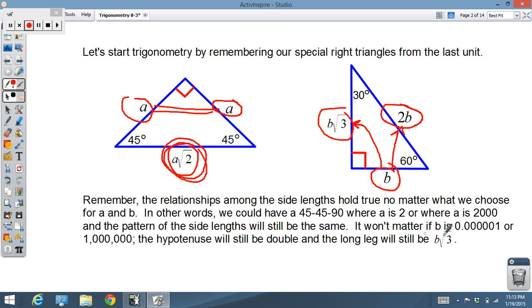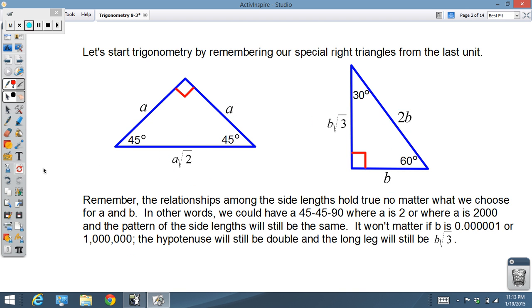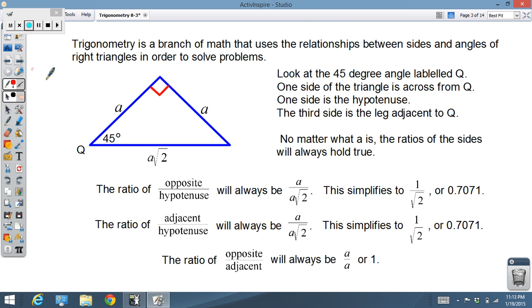And it didn't matter what the numbers were. B could be anything. Could be 0.00001, could be a million. It doesn't matter. This is still going to be twice as much as B. That's going to be square root of 3 times B. It doesn't matter how big. Ratios will always stay the same. That's the basis for trig, guys.